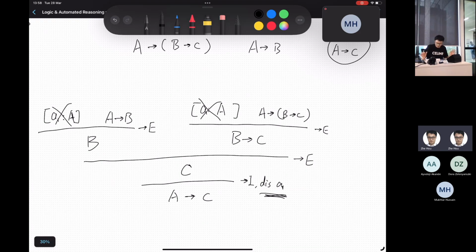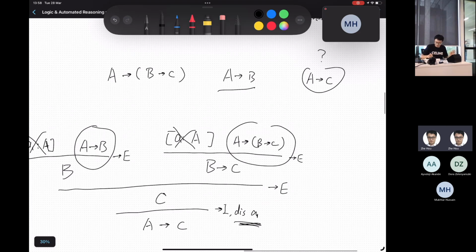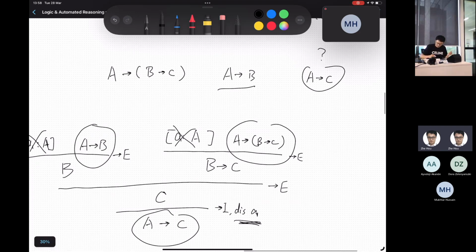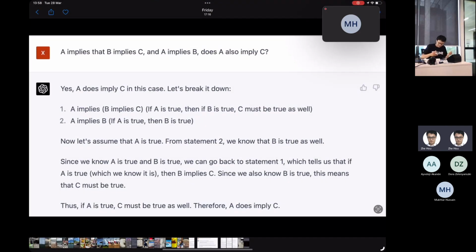And I think our job is finished. So that means this is true, and this is true. Can you derive that A implies C? You absolutely can. You absolutely can derive that A implies C. And if you read the reasoning here, it's basically doing the same thing, but not with symbols, but in English.